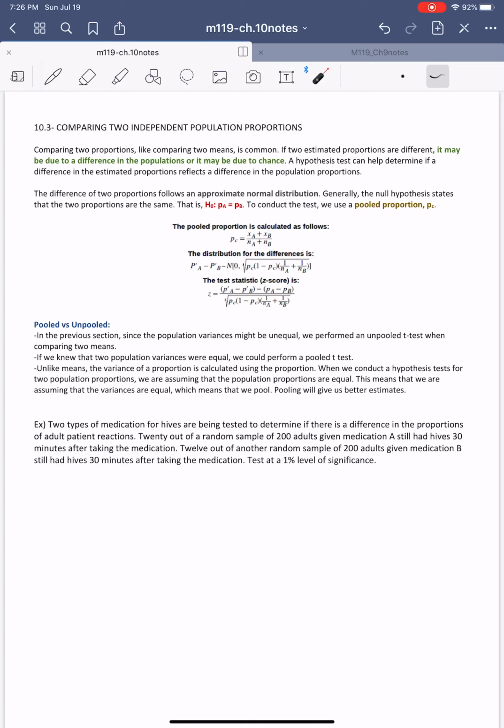Unlike means, the variance of proportion is calculated using the proportion. When we conduct, oh wait, I think I skipped this one. If we know two population variances were equal, we could perform a pooled t-test. Unlike means, the variance of proportion is calculated using the proportion. When we conduct the hypothesis test for the two population proportions, we assume that population proportions are equal. This means that we are assuming the variances are equal, which means we pool. Pooling will give us a better estimate.